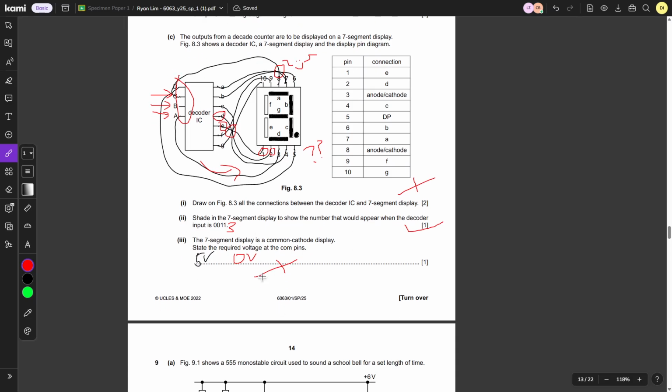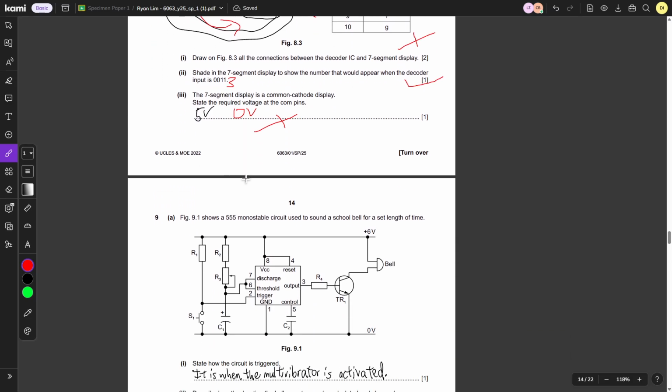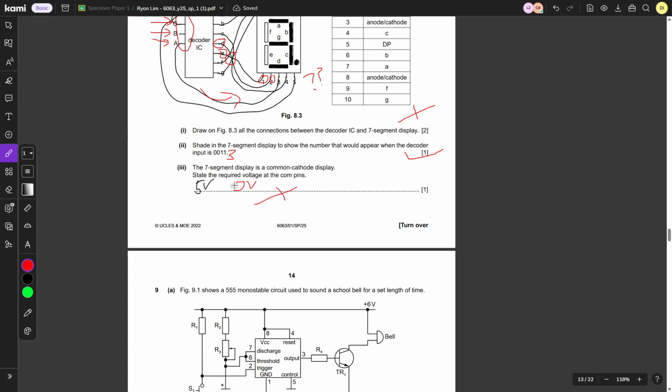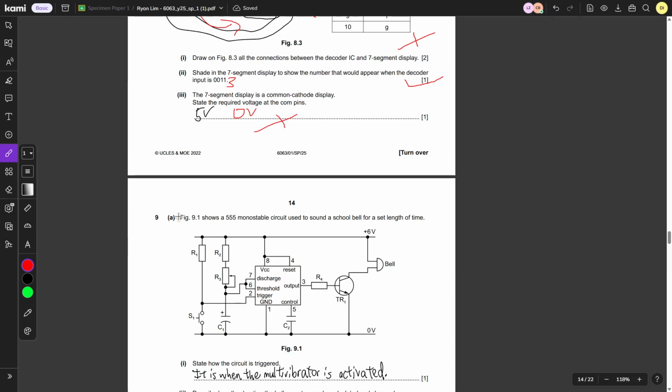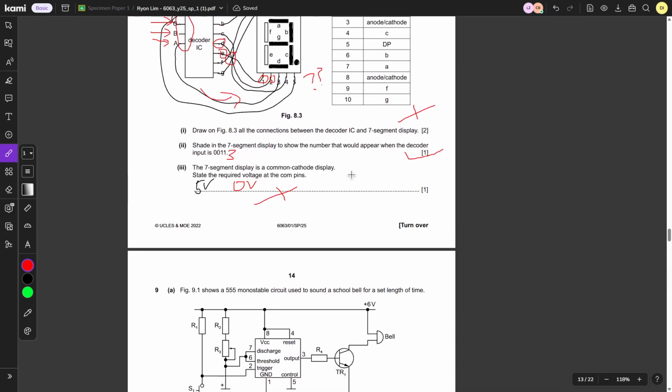Okay, I have a video explaining this, so it's fine. Yeah, I have a video on 7 segment displays. Okay. So yeah, moving on.